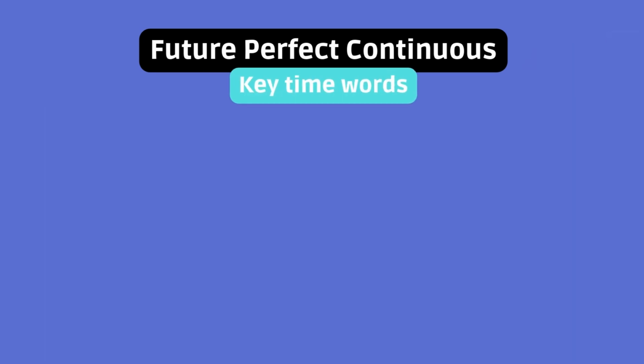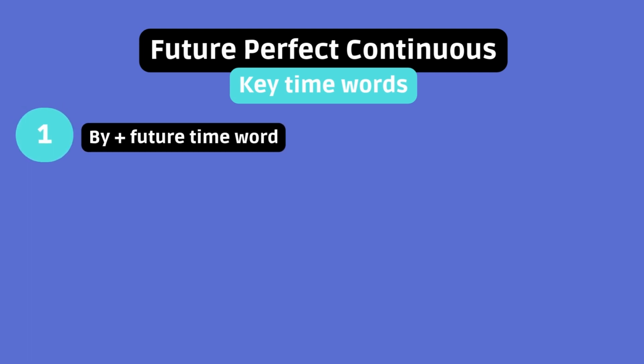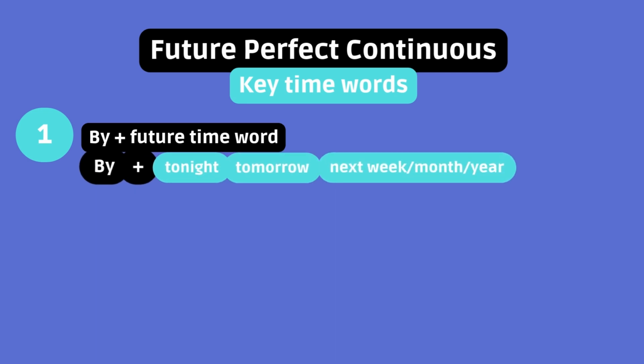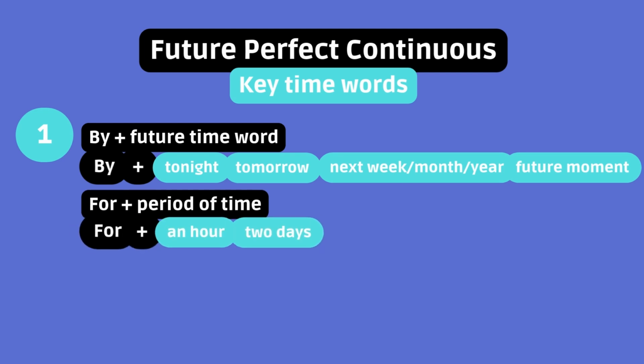Key time words. Since the future perfect continuous stresses the length of a future action, you'll use time words to help you situate the action in relation to a point in time. By plus future time word: tonight, tomorrow, next week, month, year, future moment. And for plus period of time: an hour, 2 days, 4 weeks, a decade.